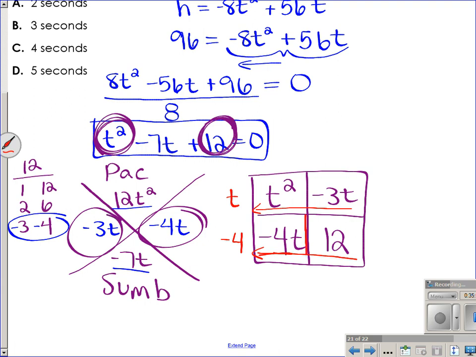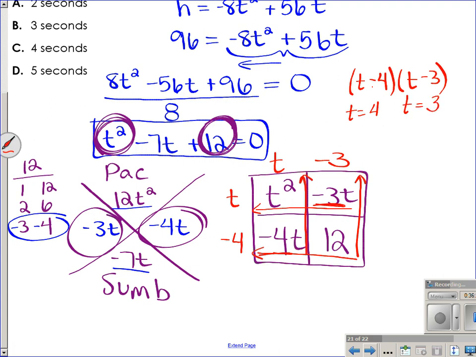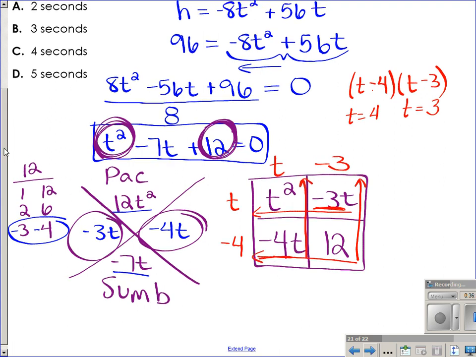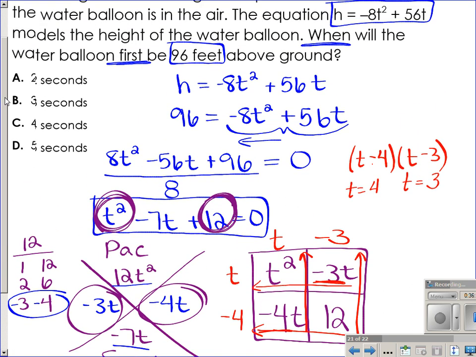T squared and negative 4t, you can factor out a 1t. And negative 3t and 12, again, you can take the negative 3 because the box closest to the outside is negative. So your factors are t minus 4 times t minus 3. That means to get these to be 0, to get rid of a negative 4, t has to be a positive 4. To get rid of a negative 3, t has to be a positive 3. But we can only pick one of these answers. And if you look at the multiple choice, both 3 and 4 are there.